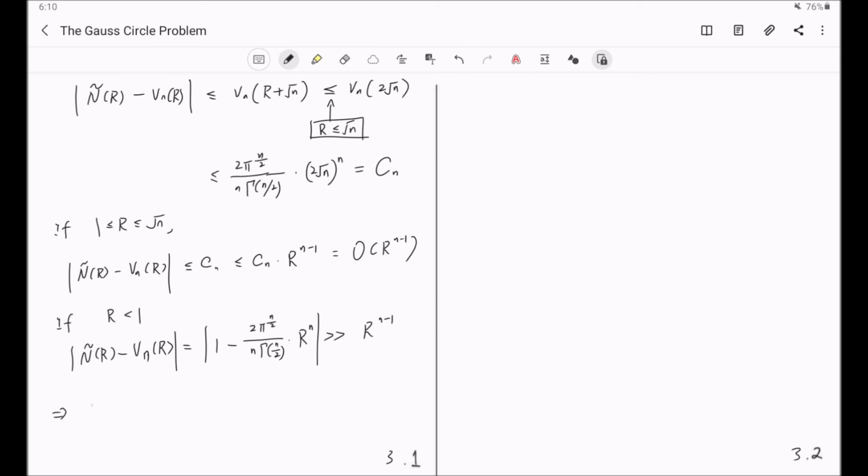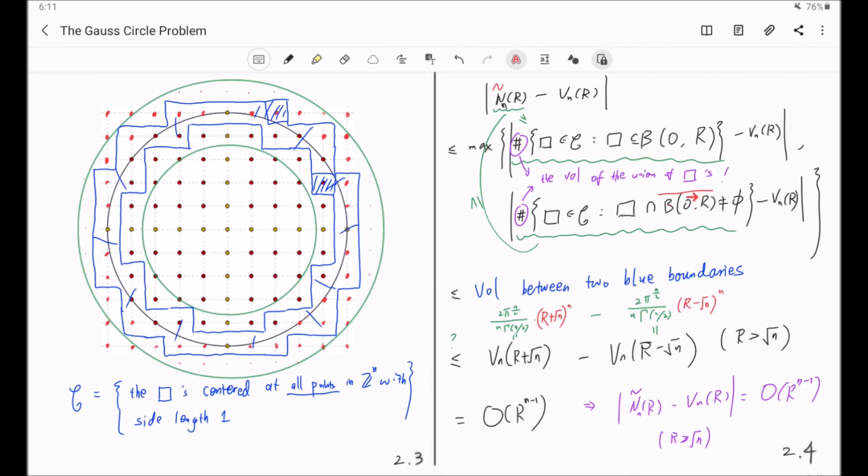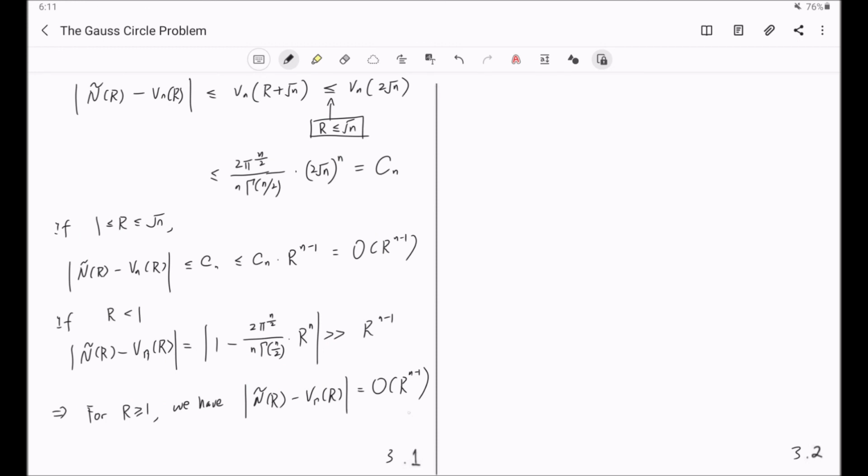So anyway, we proved that for r greater or equal to 1, this error is equal to the big omega of r raised to the power n minus 1. And you know how to translate this argument to the case where this Ñ is replaced by N. The argument will be very, very similar, except that in here, maybe you want to replace this by the open ball. You can also choose not to change that, and you will get the same answer. So this finishes our discussion in higher dimensions.